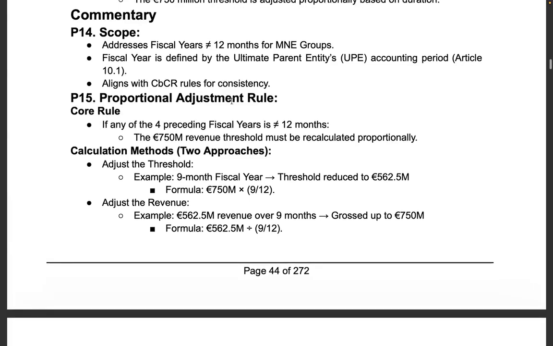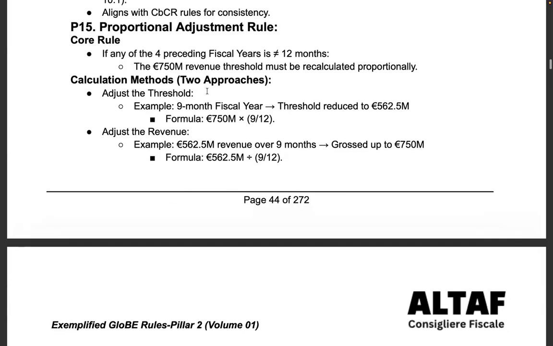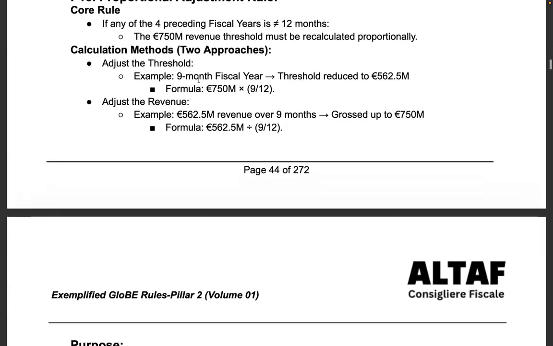Paragraph 15, proportional adjustment rule. So what do we do? We proportionally adjust the revenue. Core rule: if any of the 4 preceding fiscal years is not equal to 12 months, the 750 million revenue threshold must be recalculated proportionally. Calculation methods, there are 2 approaches. Adjust the threshold. For example, a 9-month fiscal year. Then we simply do 750 million euros multiplied by 9 months divided by 12 months. So 750 million divided by 12 into 9.